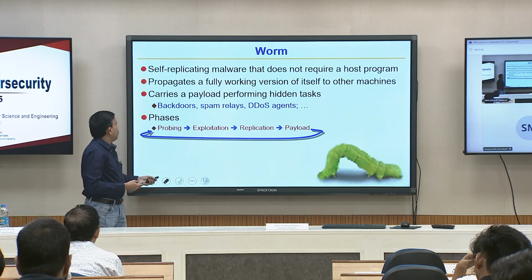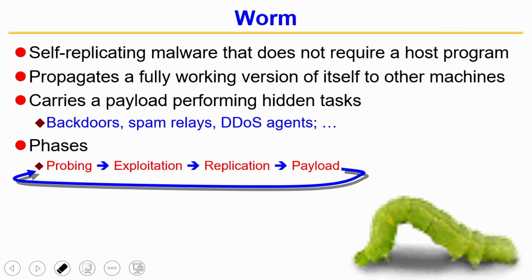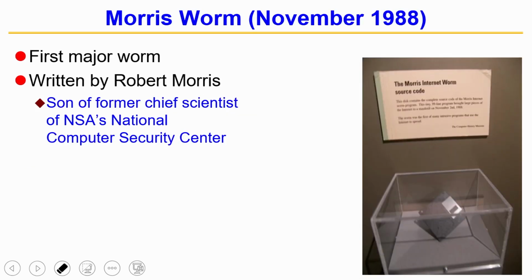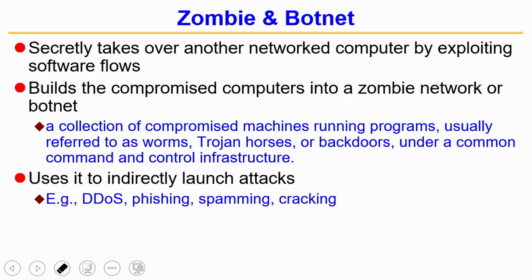Worm is basically self-replicating malware that does not require a host program, it propagates fully working itself to other machines. So basically probing, exploitation, replication, payload, whatever it wants to do. The Morris worm is one of the most popular, actually the first version of the worm, and the source code is also available.